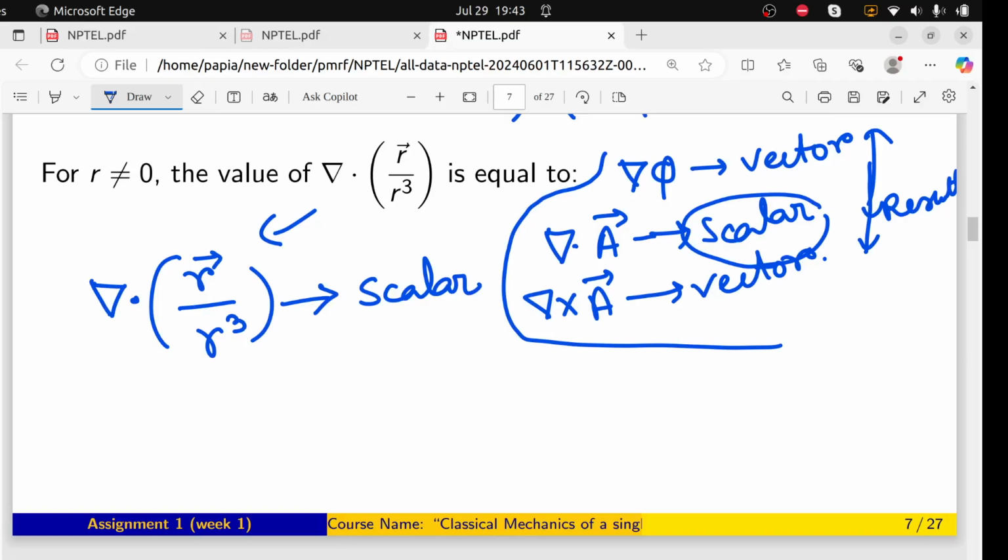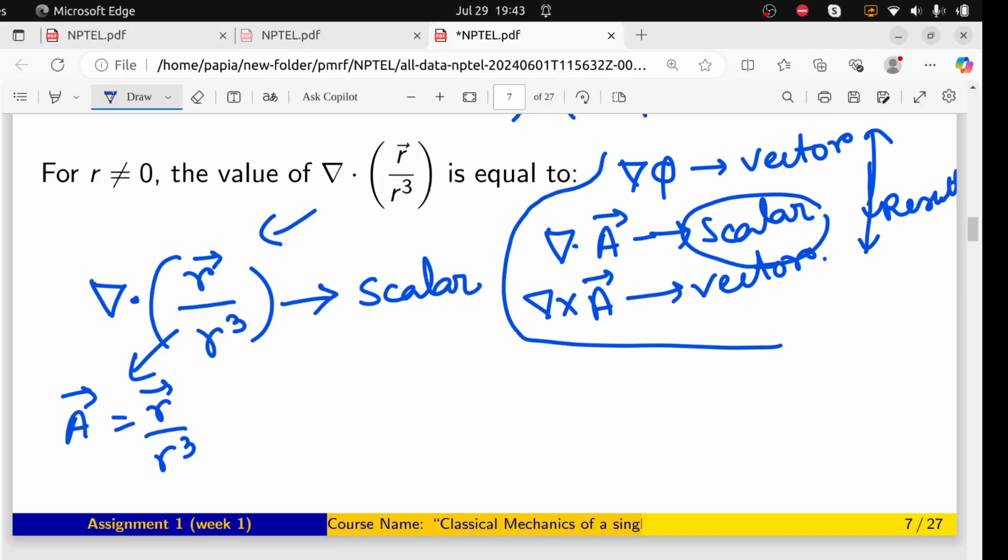Before going to the solution, I want to tell one more thing here. As I told you, this whole one is a vector, because divergence will operate on a vector. So I can write it as A equals r vector by r cube. As a whole this is a vector, otherwise divergence will not operate on it, right? Divergence will operate only on a vector. So r vector divided by r cube is a vector, and I am writing this vector as A cap. I think it is fine to everyone.